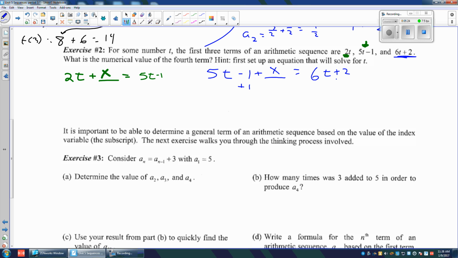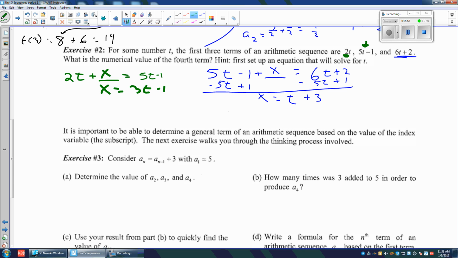Now, hopefully you are compelled the same way that I am to solve for x. If we add 1 to both sides, and then I'm going to subtract 5t, we have x equaling t plus 3. And over here on the green side, I just subtract 2t. So x equals 3t minus 1. Okay, am I going anywhere? Do you know what to do next?